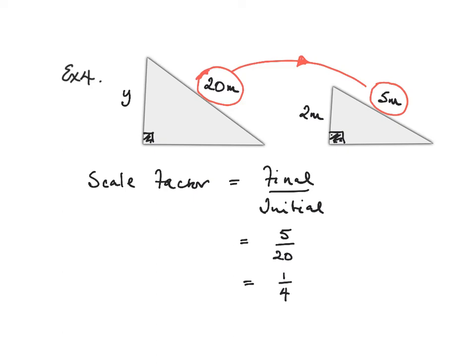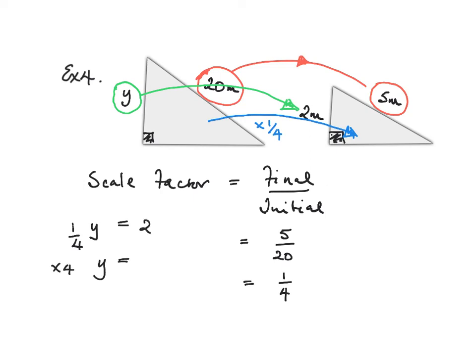Now what does that mean? It means that to get from the first triangle to the second triangle, we multiply each of the dimensions by 1/4. Now, we're going to have to do the same then with this y. So we'll multiply y by 1/4 to get 2. So 1/4 of y equals 2. Multiply by 4 to get rid of the dividing 4. Y equals 2 times 4, and that's 8 meters.